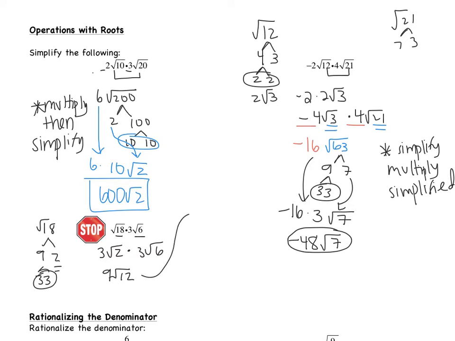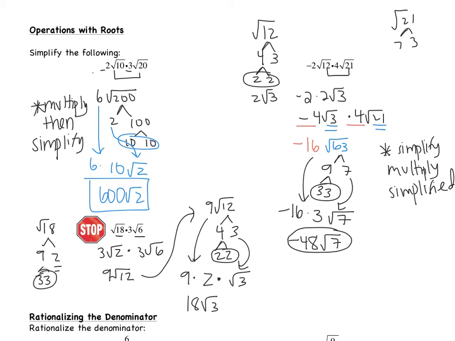Now, we're not done yet. We actually have to simplify that root 12. So I know that 12 is 4 times 3, and 4 is 2 times 2. So I have a pair of 2's. 2 comes outside the root. That 3 that doesn't have a partner stays under the root. And then I can't forget about the 9. 9 times 2 is 18, and then I keep the root 3.